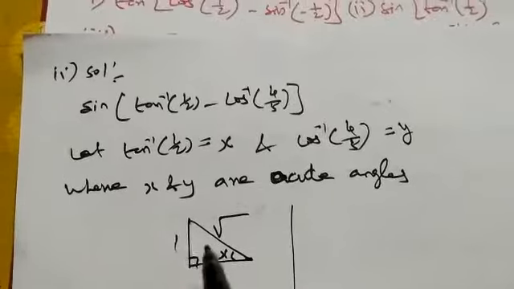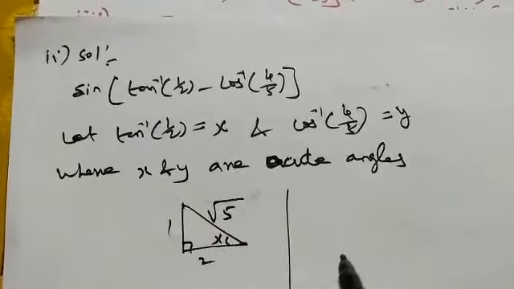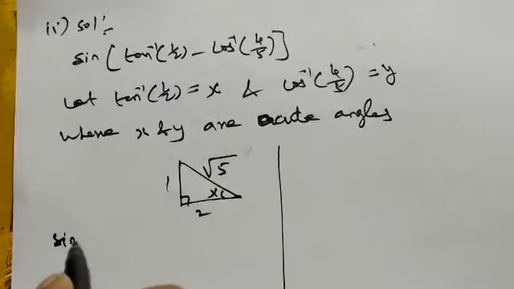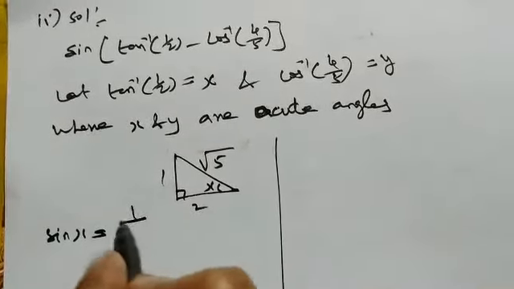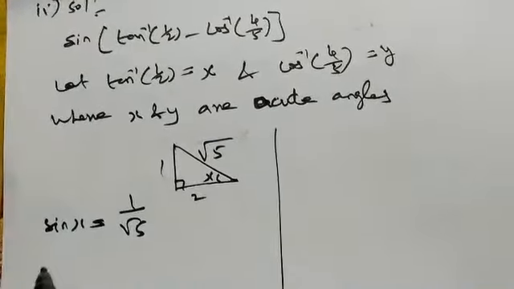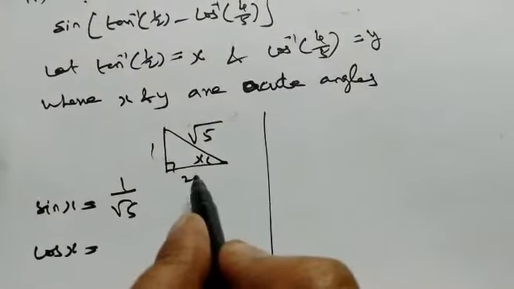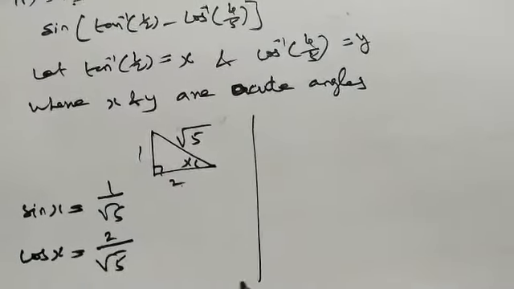The hypotenuse is square root of a square plus b square, so square root of 5. So sin x equals opposite by hypotenuse, which is 1 by root 5. Cos x equals adjacent side by hypotenuse, which is 2 by root 5.